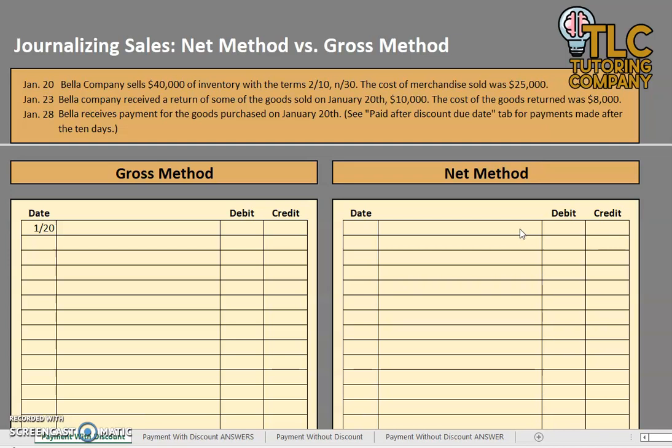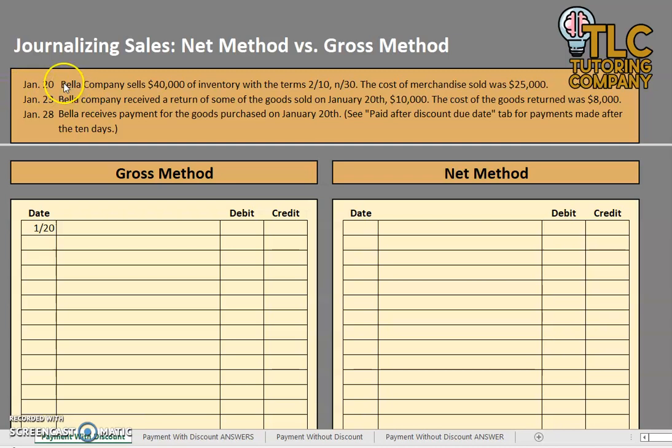In this lesson, we will be reviewing how to do the gross method versus the net method to account for sales. In this scenario, we will be looking specifically from the perspective of the seller in each transaction. And keep in mind, the major difference between the gross method and the net method is when we are going to make the assumption that the buyer is going to take the discount. So you'll see what I mean once we get started with a few of these transactions.